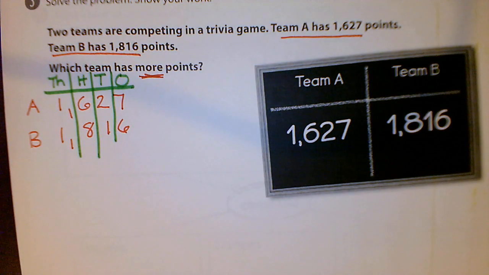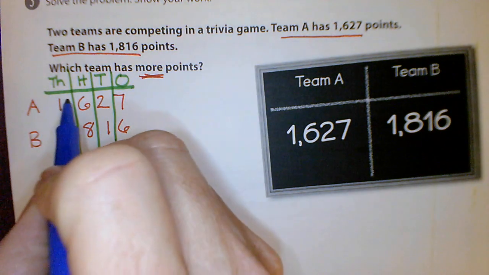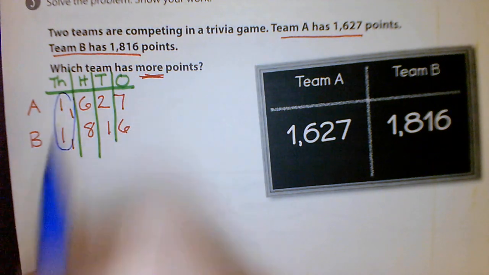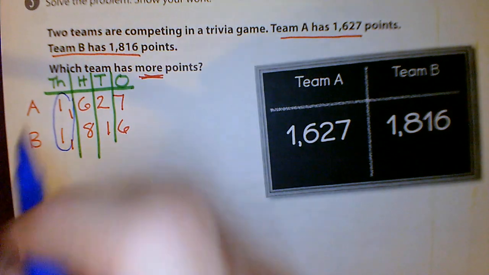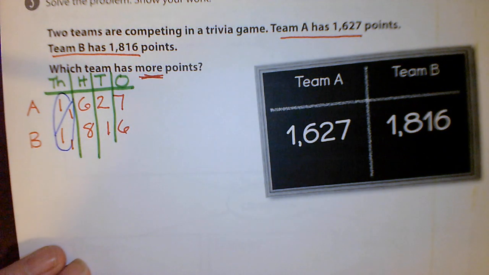And so we're going to start on the left, and when I start on the left, what I notice is that they both have a 1 in the thousands place. So that's not going to help me compare them. So I'm going to just go ahead and cross that one off.